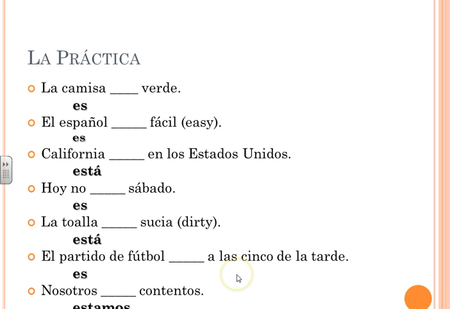If you have any questions about ser versus estar, please make sure that you jot them down in your notes and ask me in class tomorrow. I'll be happy to go over the information with you. Make sure you have your notes tomorrow so that you can take the homework check over ser versus estar. Thanks.